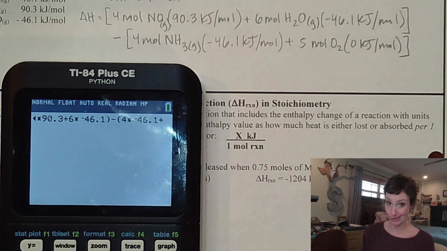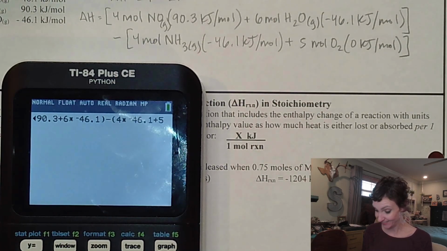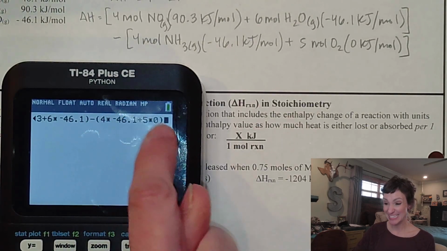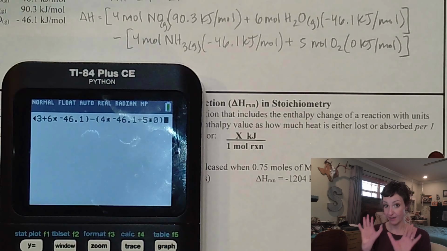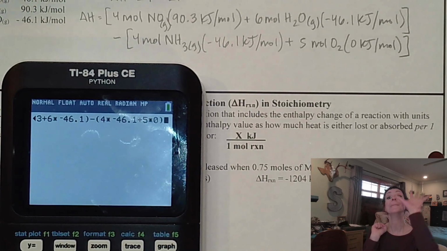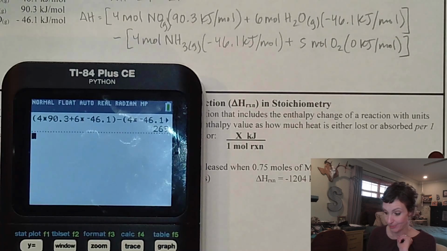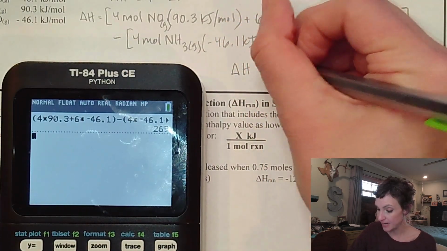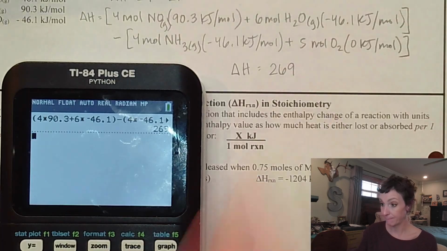I don't have to type in this because it's going to be a 0 anyway, but let's just for funsies type in 5 times 0. Yes? So here's my reactants, my first reactant and my second reactant that I'm adding together. But I've taken my products minus all my reactants, and let's see what we get. Okay, amazing. Okay, so I've gotten my delta H for this reaction to be 269.